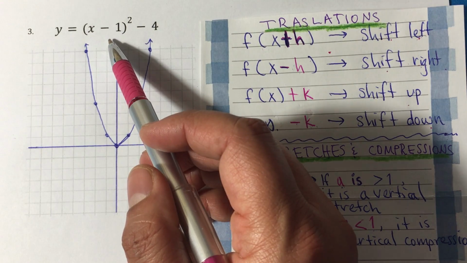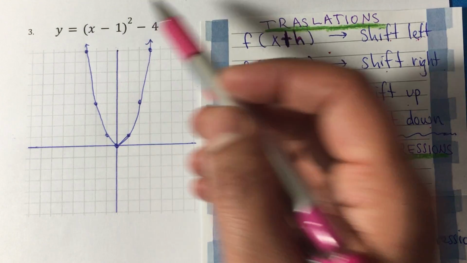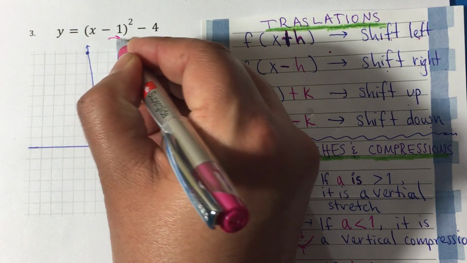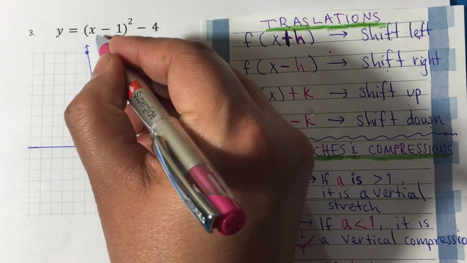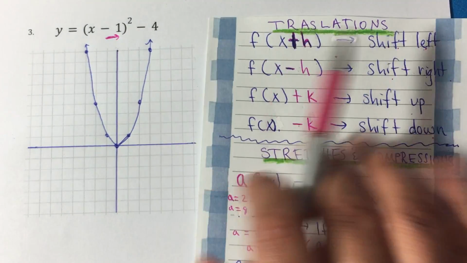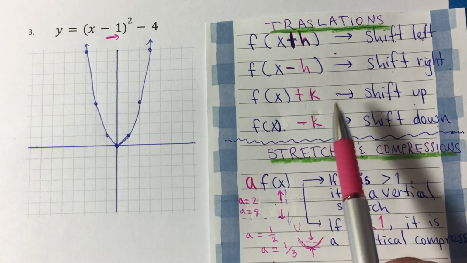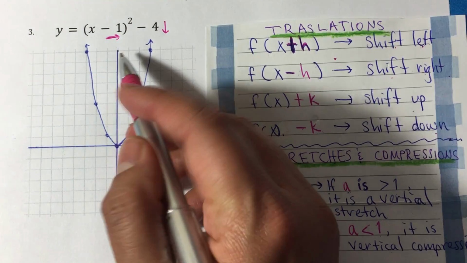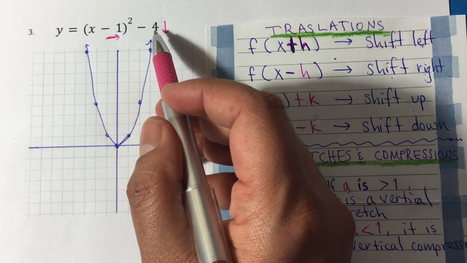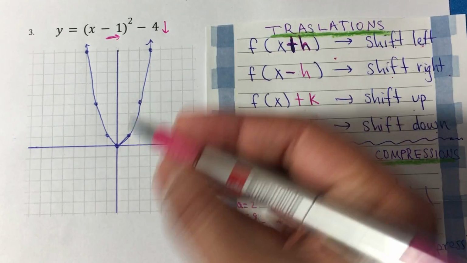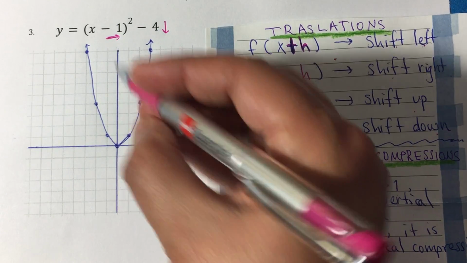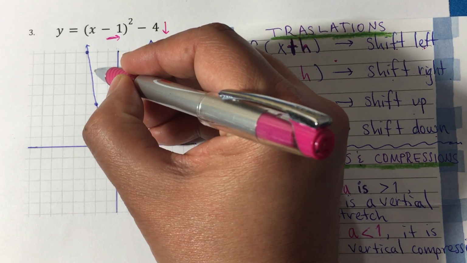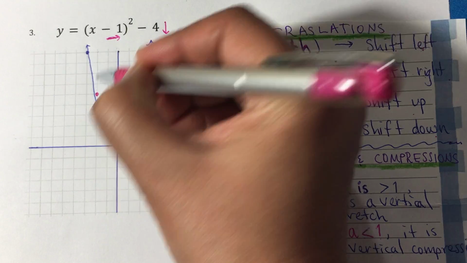Now in here we have something being subtracted inside. Again, it's going to move to the right 1 space. If it was plus, it would move to the left, okay? And outside, you're subtracting, so it's going to shift down. So 1 to the right and 4 down. I start with the vertex, and you can start with any. Let's start with this one. So 1 to the right and 4 down is right there.